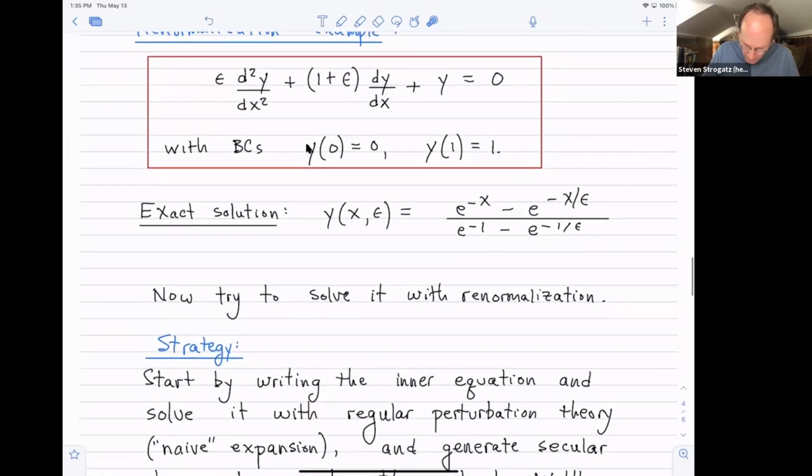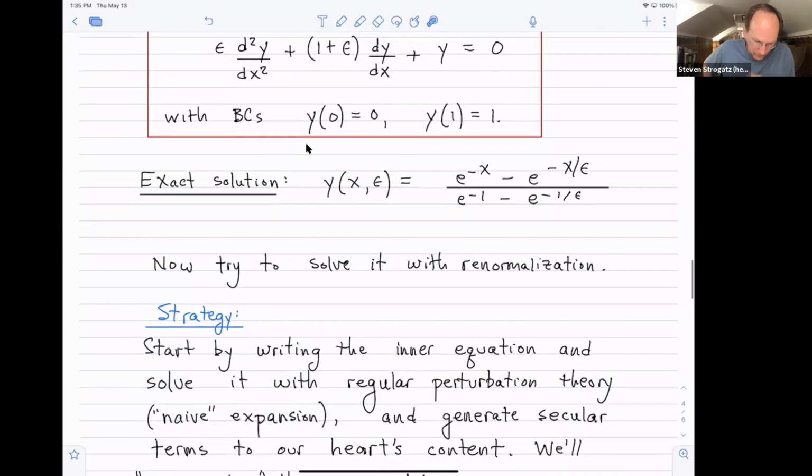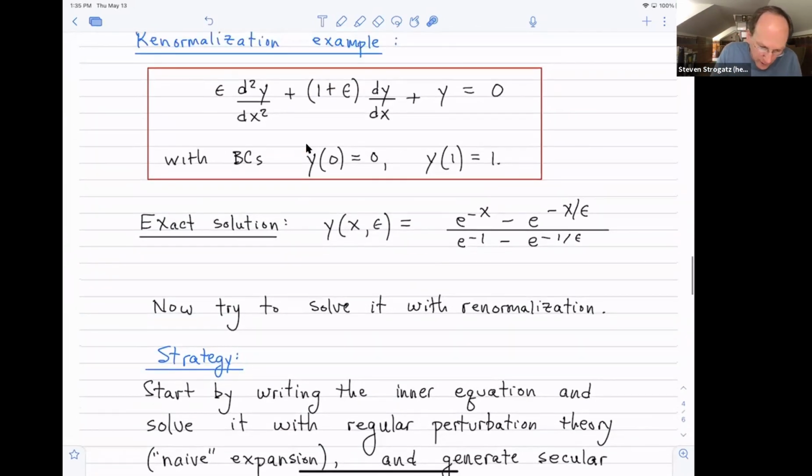Well, we're going to write out what would, in boundary layer terminology, be the inner equation. We have this epsilon in front of our highest derivative. We're going to redefine our x coordinate to get rid of that epsilon in front of the highest derivative so we don't lose it at order 1. So that's the classic move of looking at an inner equation.